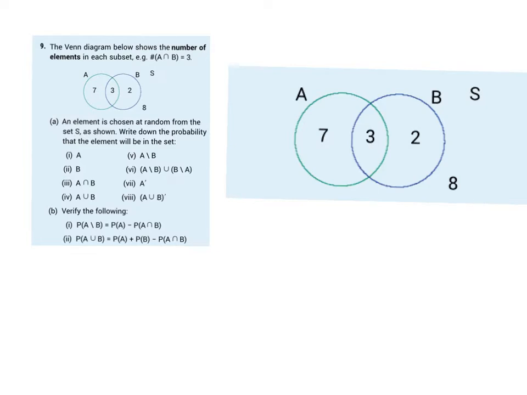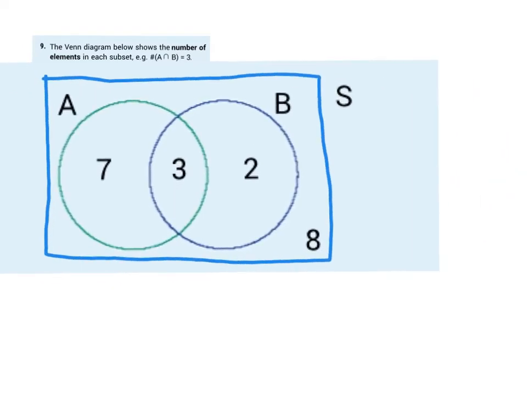So the first thing we're told is that the Venn diagram below shows the number of elements in each subset. The first thing we notice about the set S is that it's missing a box, a rectangular box around it. And then we need to write down # S somewhere there. I'll just zoom in on this for a second.